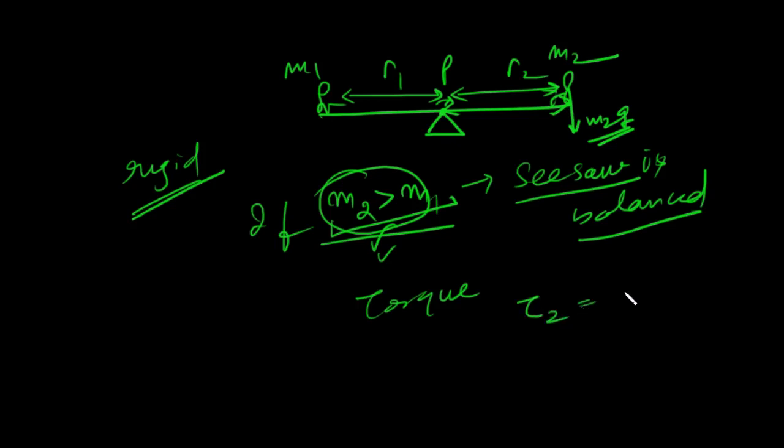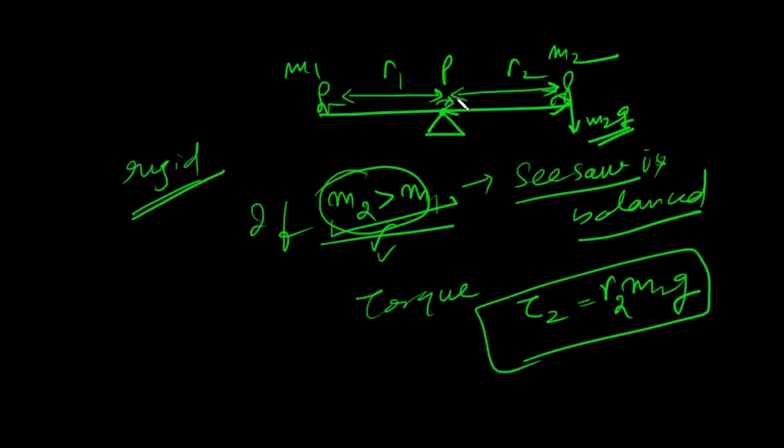So tau 2 equals m2g cross r, and since the weight is vertical and at 90 degrees with r2, it will be r2 m2g. In addition to this, there is a torque over here also. m1g is also producing a torque in the opposite direction. If this is clockwise, this is anti-clockwise. So m1g r1 is the torque produced by m1, and m2g r2 is the torque produced by m2.